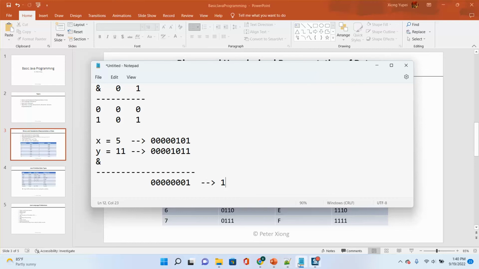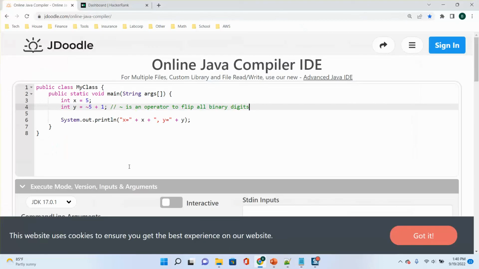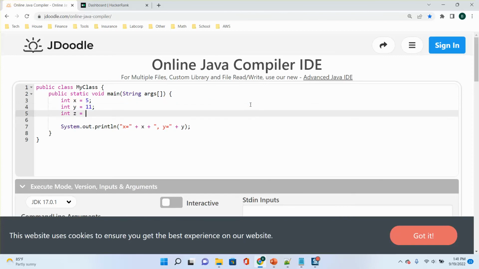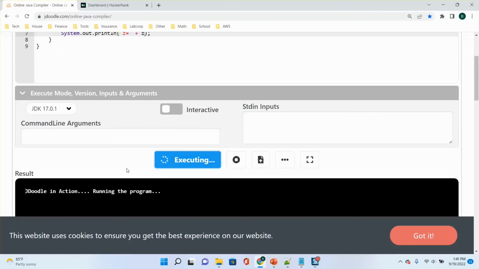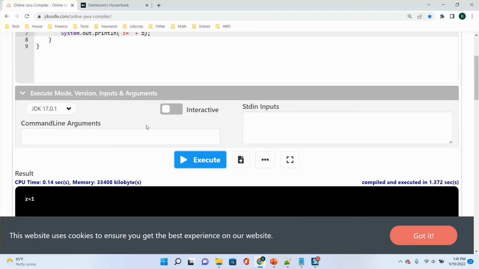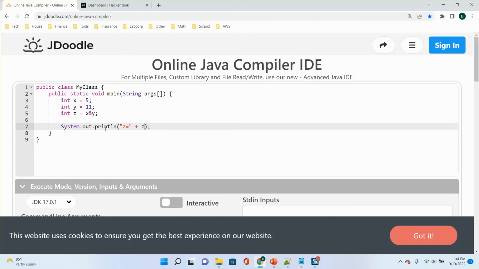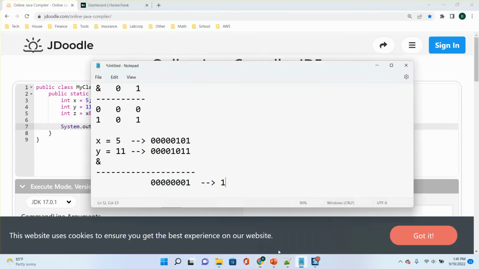So let's prove that. X is 5, y is 11. Now c equals x and y. Now let's see what c is. Now let's run it. C is equal to 1, right? We prove that. This is AND.